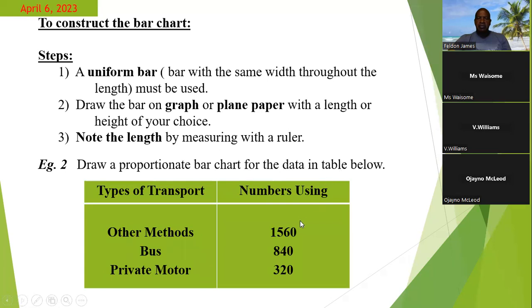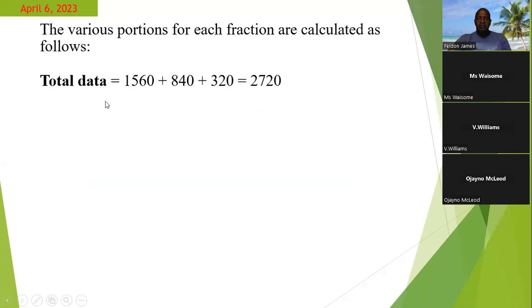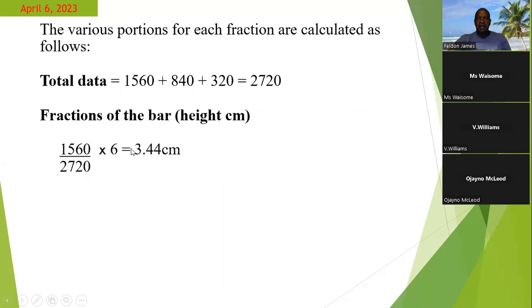All right. So using the same data, we would have seen the data before. So we would find the total data as before. And then now we're going to write each of these as a fraction of the total and times it by the height. All right. Now here, if we are using a height of our bar being 6 centimeters, then you write each of these as a fraction of the total times 6 centimeters.